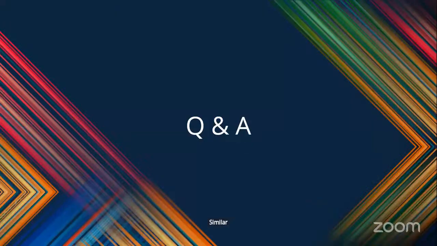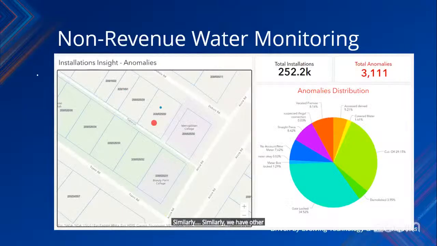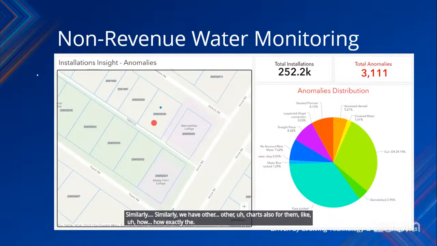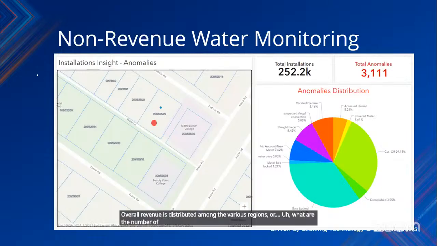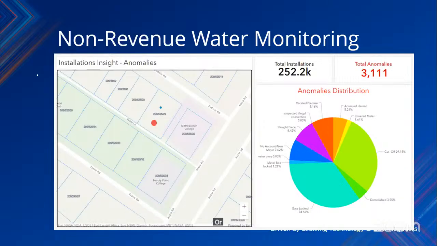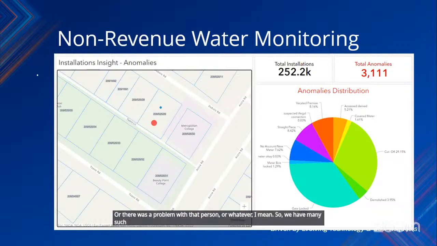Similarly, we have other charts for them, like how the overall revenue is distributed among the various regions, or the number of meters which were not read in the last cycle, so that they can find out what is the problem with that region, zone or itinerary. They can identify whether the person has not gone, was absent, or there was a problem with that person. We developed many such applications.